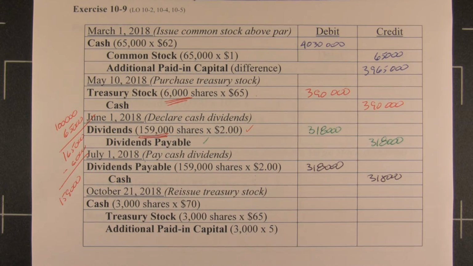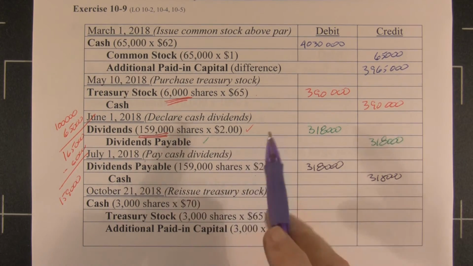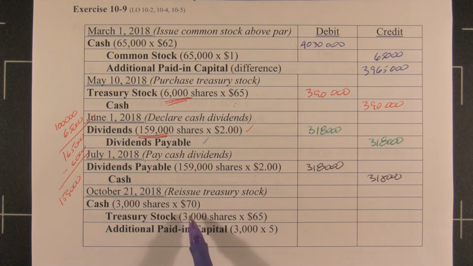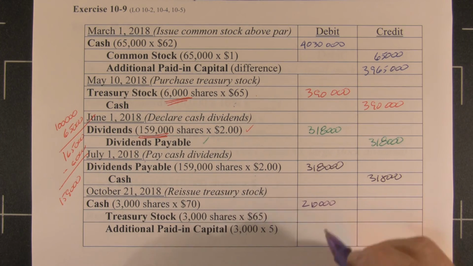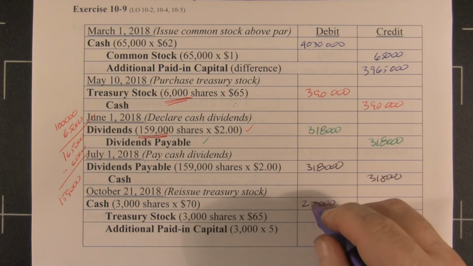And then last but not least, we're going to sell some of those shares of treasury stock that we bought. How much did we buy them back for? We bought them for $65 a share. We're selling them back out to the market for $70 a share. So we're going to make $5 per share for each of those 3,000 shares. So that's $210,000, a debit to cash.